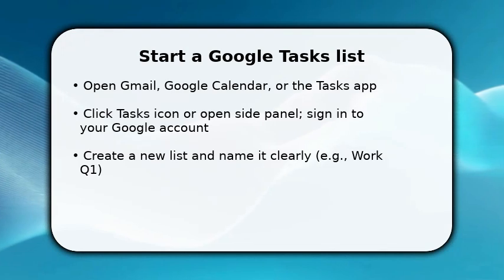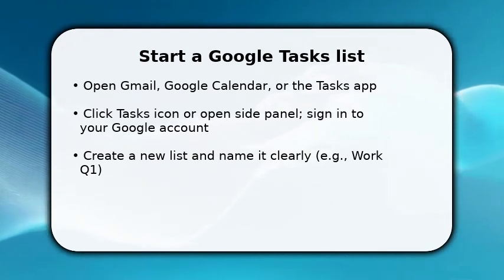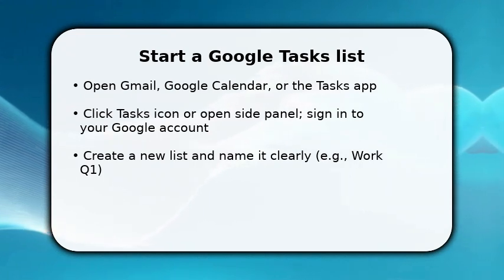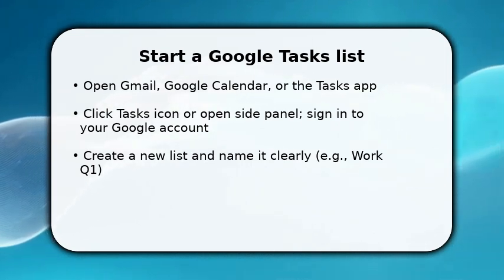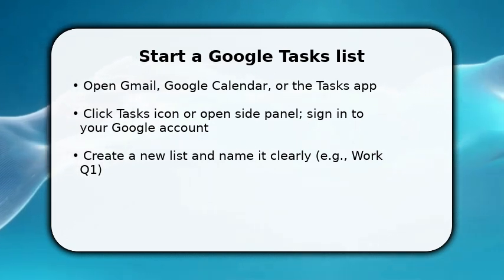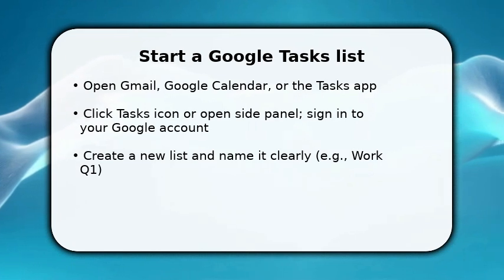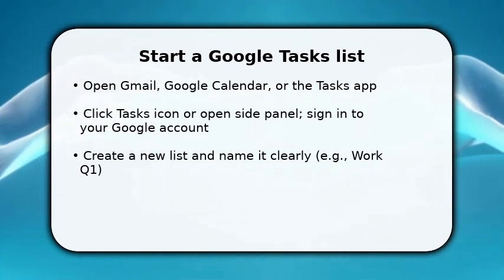You start by opening Gmail, Google Calendar, or the standalone Tasks app and signing into your Google account. Once done, click the Tasks icon in the right side panel or the app icon on mobile. Create a new list and give it a concise name because naming helps you locate tasks quickly. Make sure to pick the correct account if you have multiple Google profiles. This prevents syncing to the wrong calendar or device and keeps your work organized immediately.